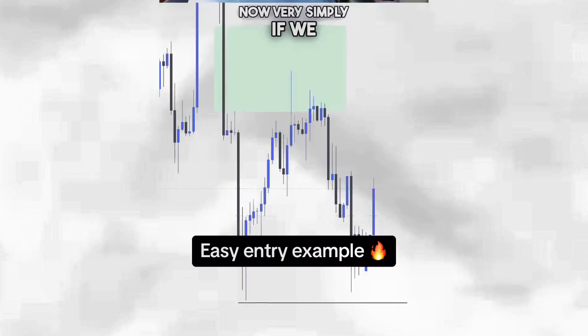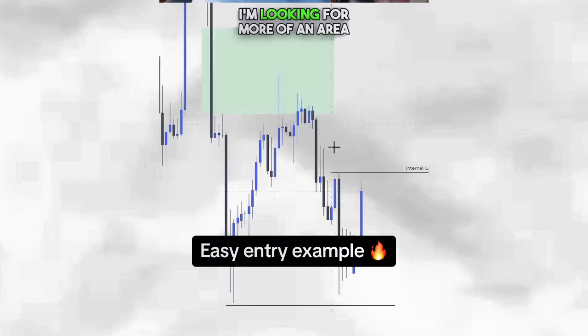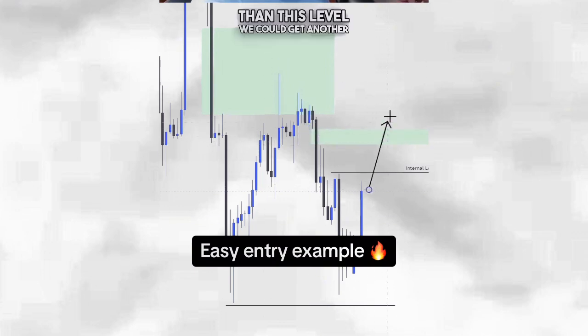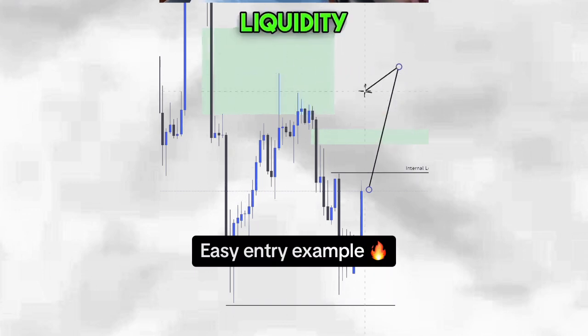Now very simply, if we zoom in, there's two areas I'm particularly focusing on for a retracement to take this thing lower. I don't just want to sell it here because that is internal liquidity. Basically, a lot of people are going to be looking for sells there. I'm looking for more of an area inside a premium zone, which is the high of this range. So possibly inside this area of imbalance. If price was to reach higher than this level, we could get another reaction out of this area of imbalance above this liquidity as well, because we're always looking for a draw on liquidity.